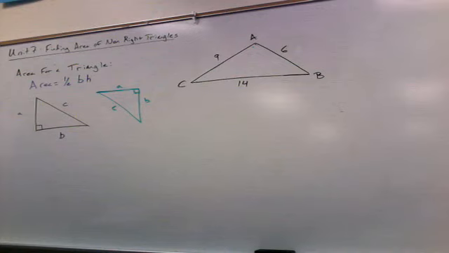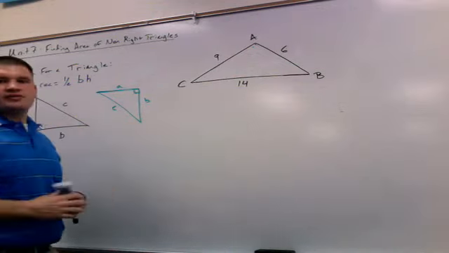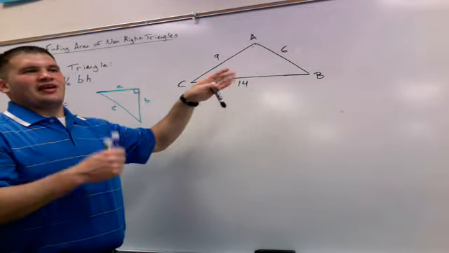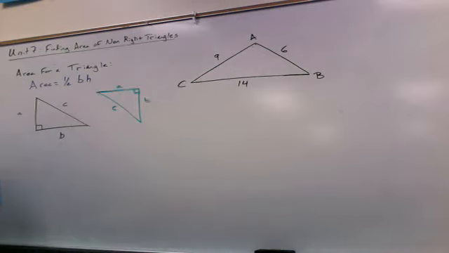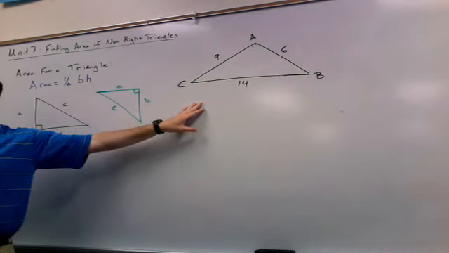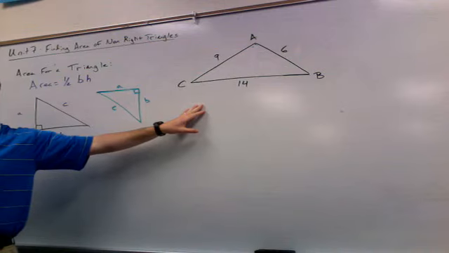What if I have a non-right triangle, such as this one? We cannot cut it in half. If it was an isosceles triangle, meaning if these two are both 6, then we could cut it in half and work from it that way. But it's not an isosceles triangle. So this is a non-right triangle. So what's my base and my height? We don't know.